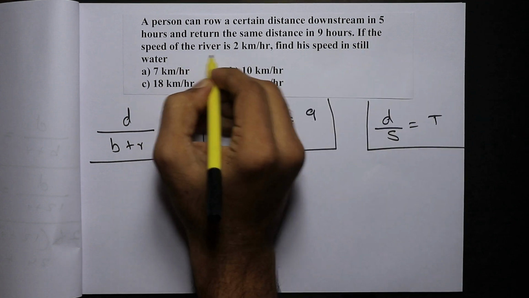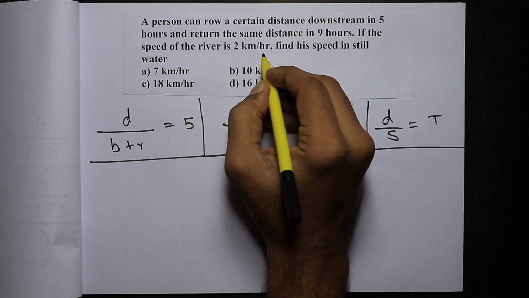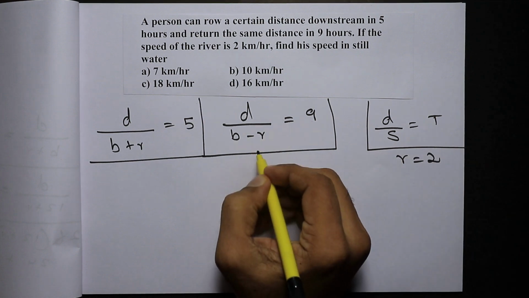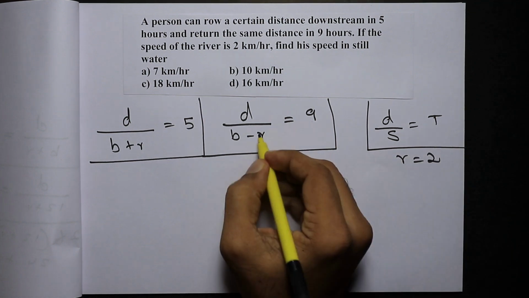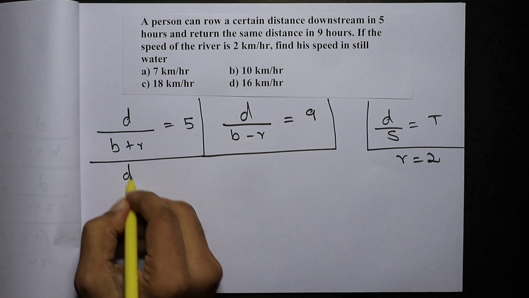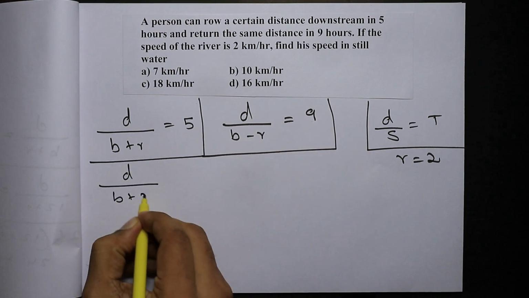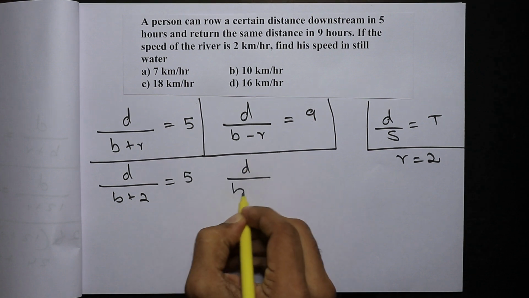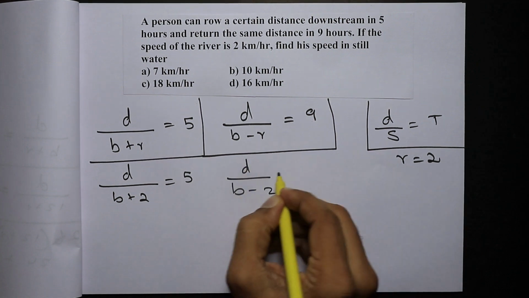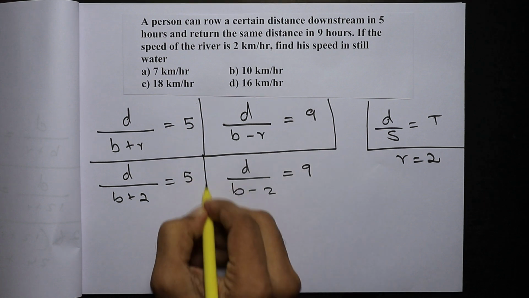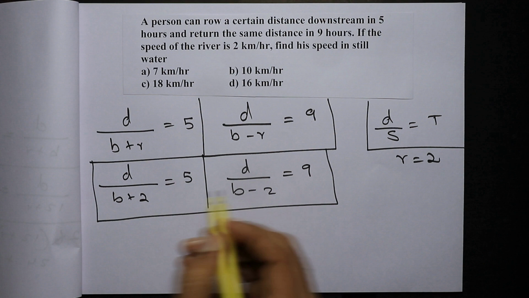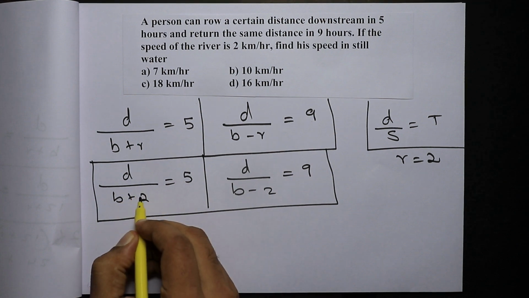If the speed of the river is 2 kilometers per hour, so r is equal to 2. r is the speed of the river. So let us substitute r equal to 2 here. d by b plus 2 is equal to 5, and d by b minus 2 equals 9 hours. So this is the equation for upstreaming and this is the equation for downstreaming.